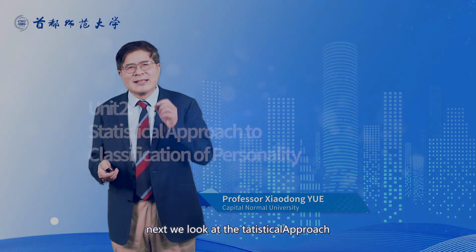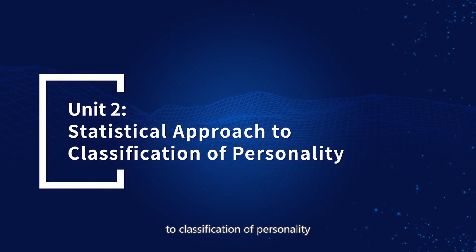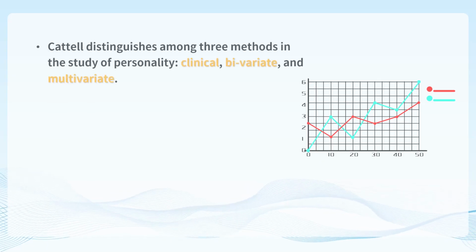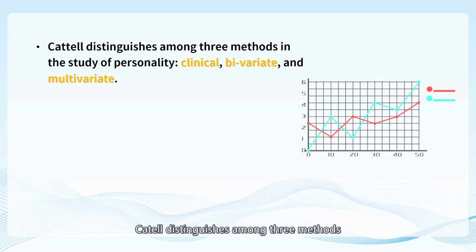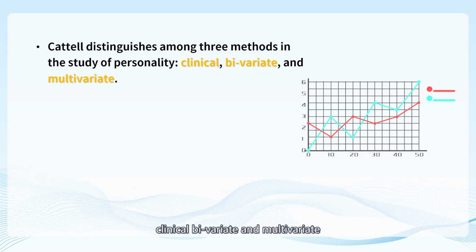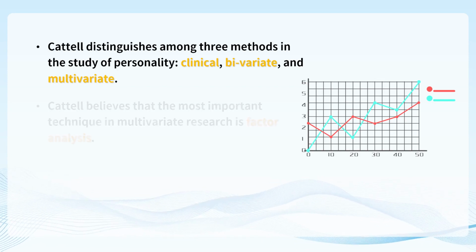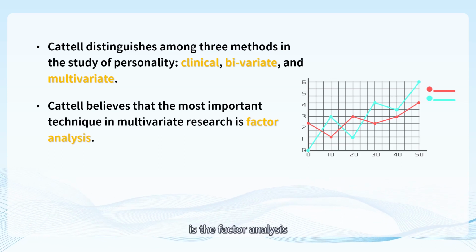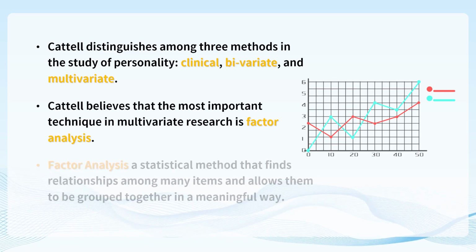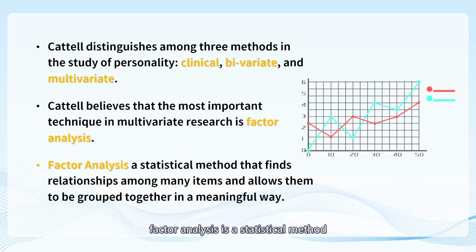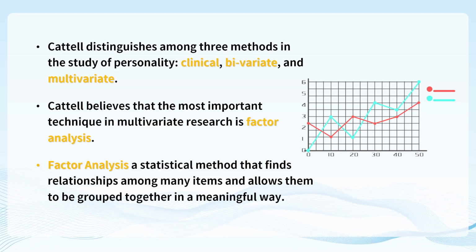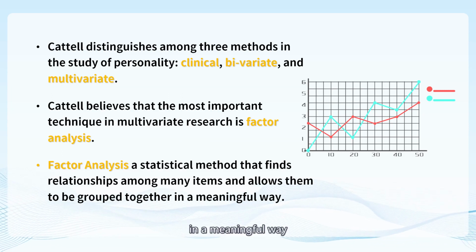Next, we look at the statistical approach to classification of personality, very much spearheaded by Raymond Bernard Cattell. Cattell distinguished among three methods in the study of personality: clinical, bivariate, and multivariate. Cattell believes that the most important technique in multivariate research is factor analysis. Factor analysis is a statistical method that finds relationships among many different items and allows them to be grouped together in a meaningful way.